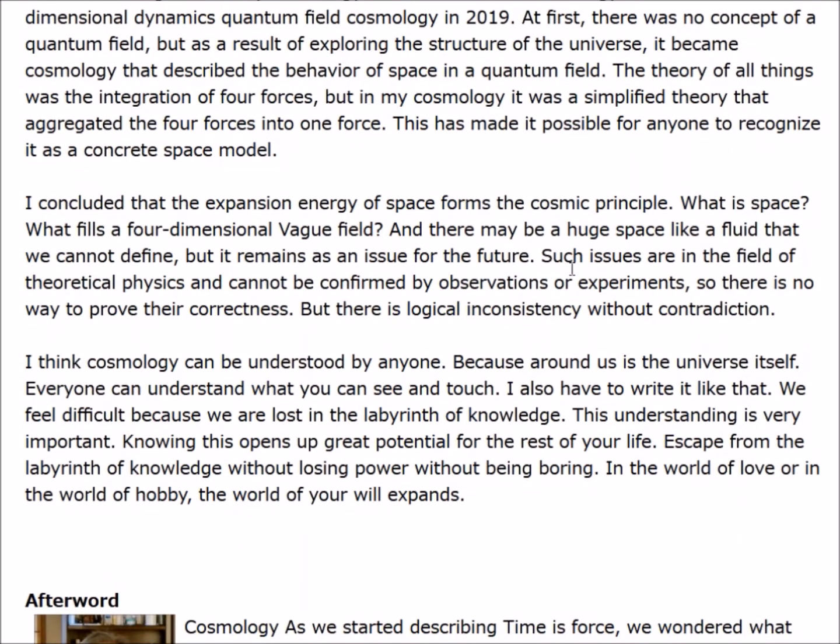What is space? What fills a four-dimensional vague field? There may be a huge space like a fluid that we cannot define, but it remains as an issue for the future. Such issues are in the field of theoretical physics and cannot be confirmed by observations or experiments, so there is no way to prove their correctness. But there is logical consistency without contradiction.